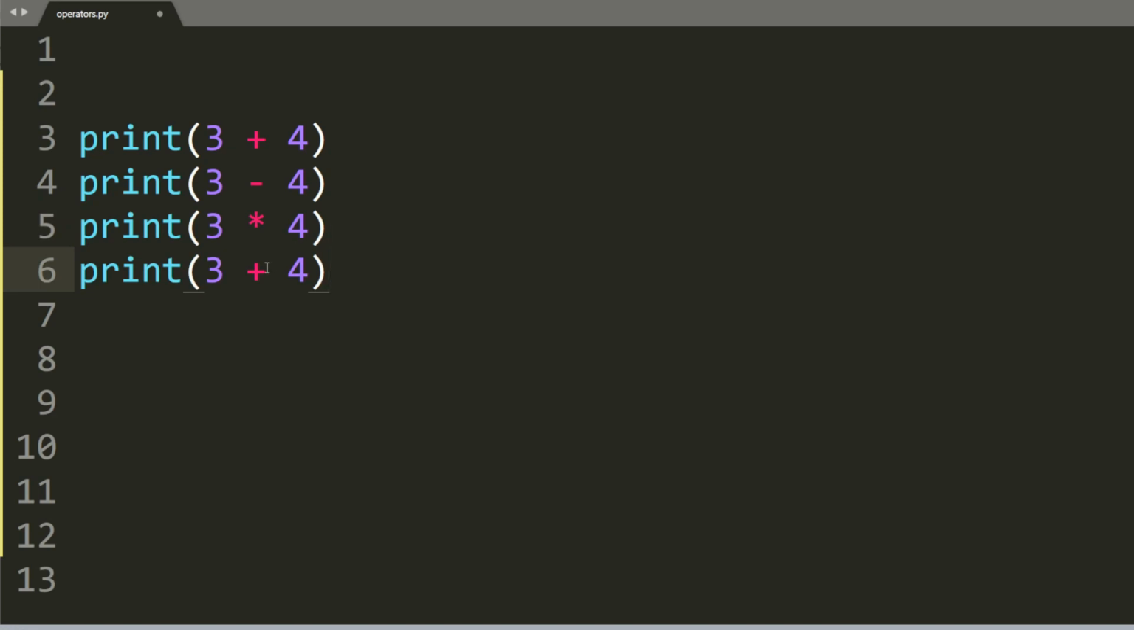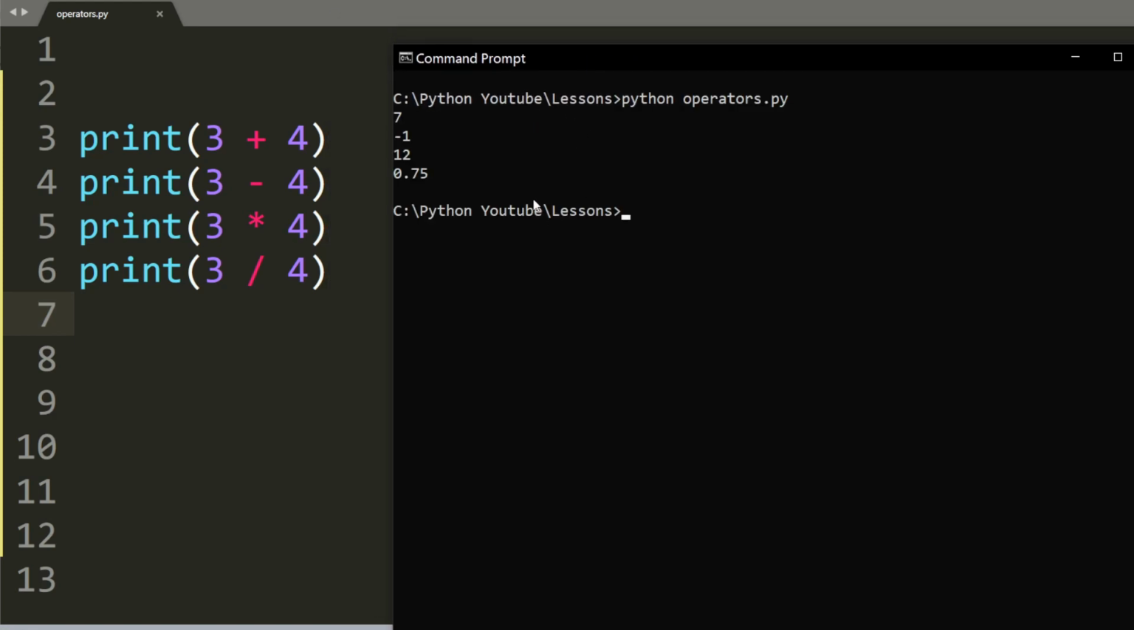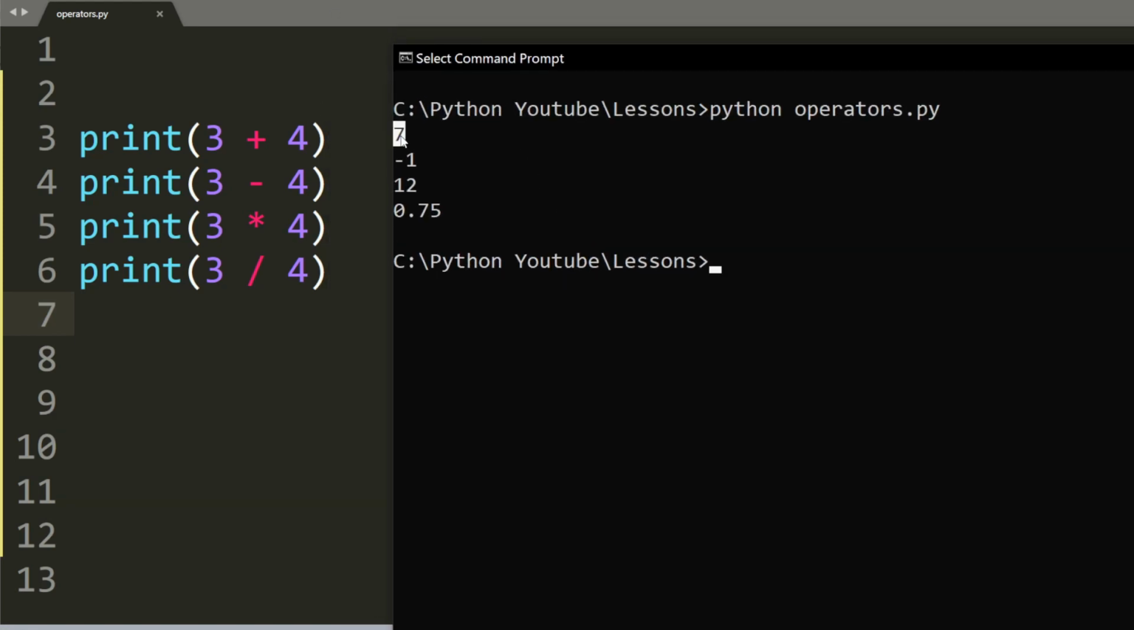There is also division. And note that in all programming languages, there is no such thing as dividing by 0. So if you divide by 0, you will get an error. Let's go ahead and run the file. So as you can see, we get 7 for 3 plus 4, -1 for 3 minus 4, 3 times 4 gives you 12, and 3 divided by 4 gives you 0.75.